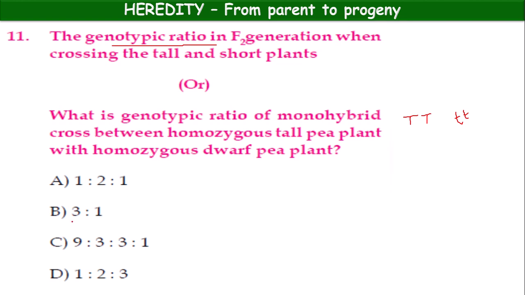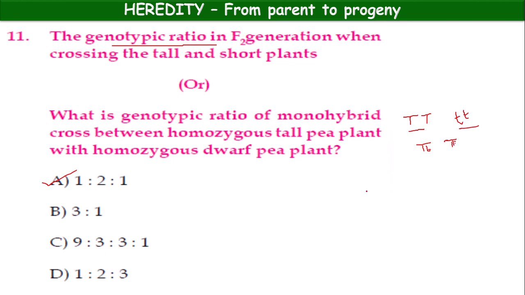1:2:1, 3:1, 9:3:1, 1:2:3. So, the phenotypic ratio is 3:1. The genotypic ratio is 1:2:1. Okay. Means 1 capital T, 1 small t and 2 capital T small t. Okay. So, this is the genotypic ratio.